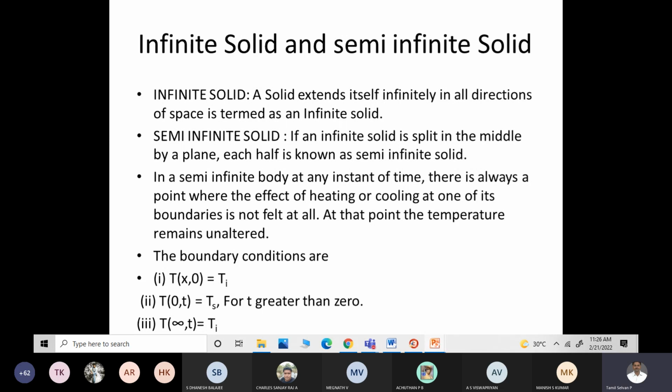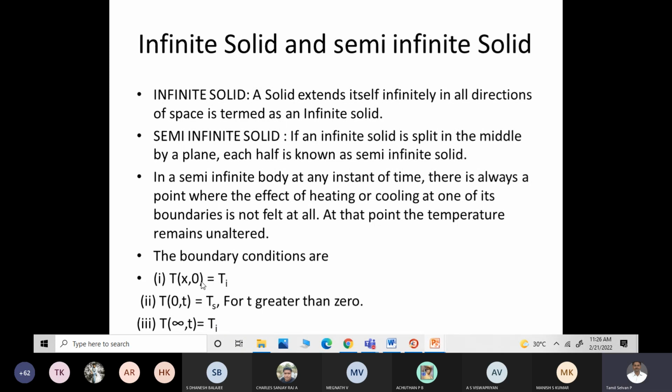In other words, the boundary conditions are: at x comma 0, T equal to Ti, where the surface temperature is equal to the initial temperature; at x equal to 0 and after time t, it becomes Ts; and at x equal to infinity and at time t, it is again equal to the initial temperature.